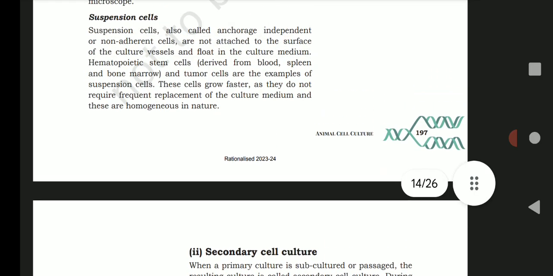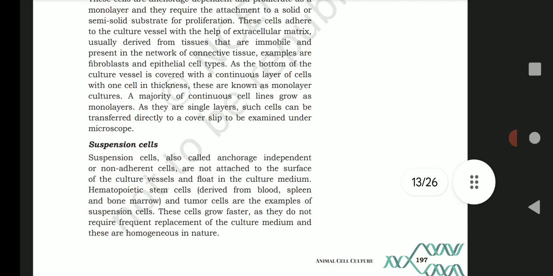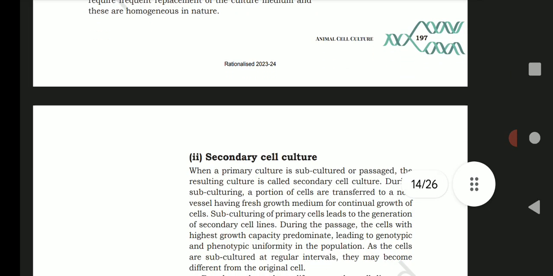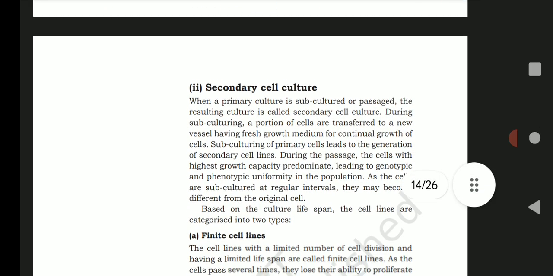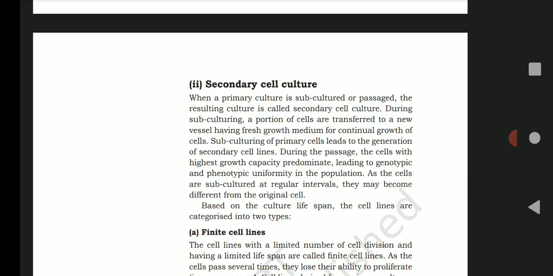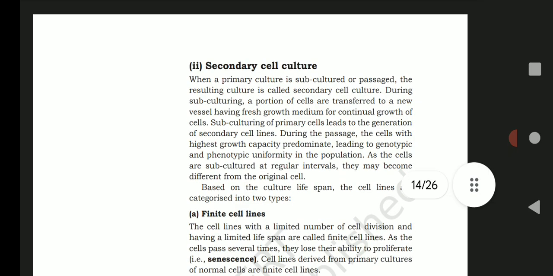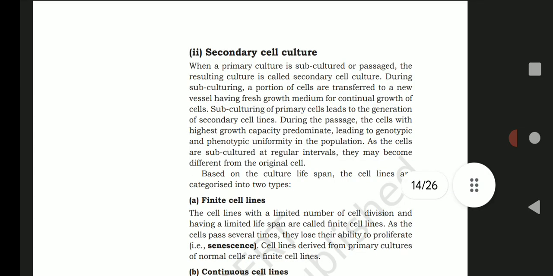Once this is grown, we take up these primary cell cultures and subject them to subculture or passage. That is, the resulting culture is called secondary cell culture. During subculturing, a portion of the cells is transferred to a new vessel having a fresh medium for the continuous growth of the cells. Normally, the subculturing of the primary cells leads to the generation of secondary cell lines.